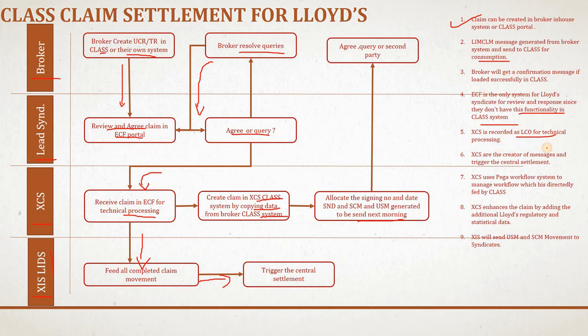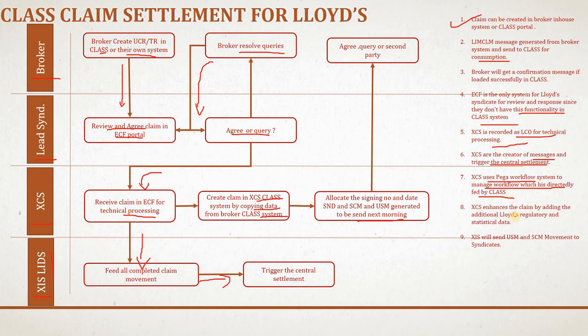XCS is recorded as a LCO for technical processing. XCS are the creators of messages and trigger the central settlement. XCS uses the Pega workflow system to manage the workflow, which is directly fed by the class system. So the XCS technicians use the Pega system in order to manage the workflow within their own team, and the information is directly fed by the class system.